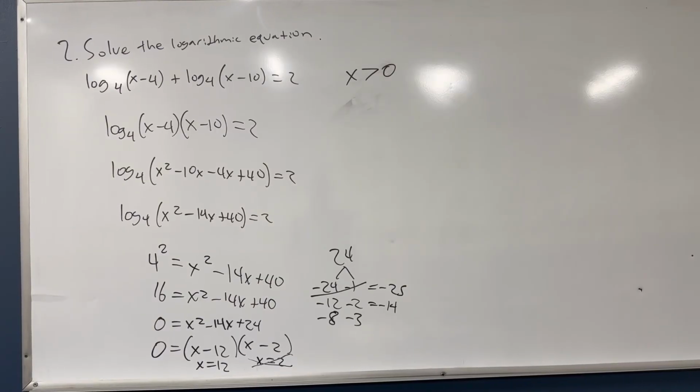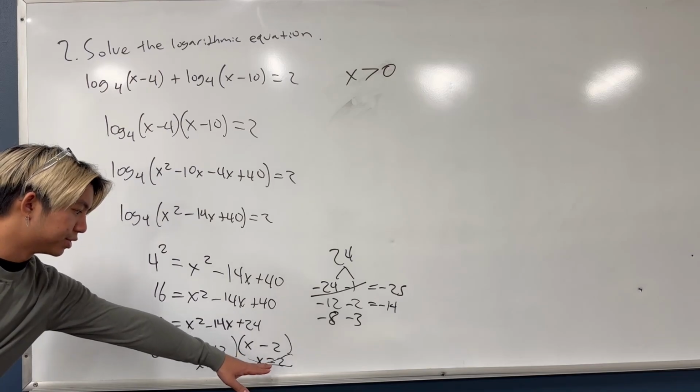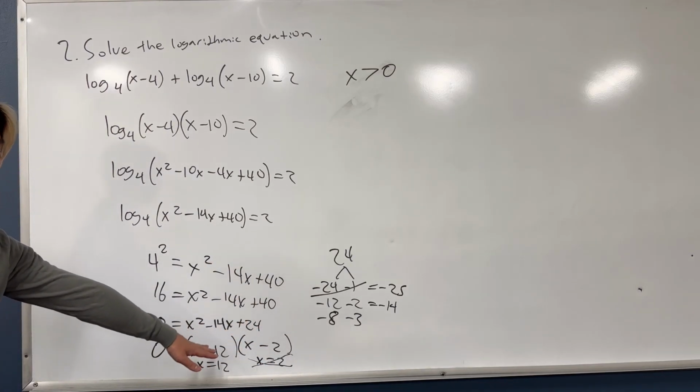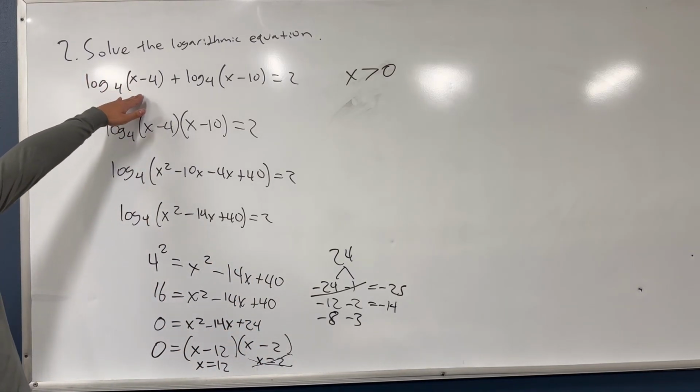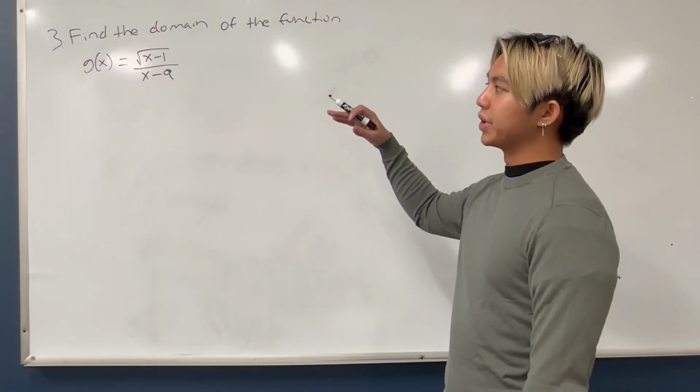Sorry, I just watched the replay and I saw that the bottom of the board's cut out, but basically here we just have x equals 12 and then x equals 2. So x equals 2 is just crossed out because we plugged it in here and got a negative number. All right.